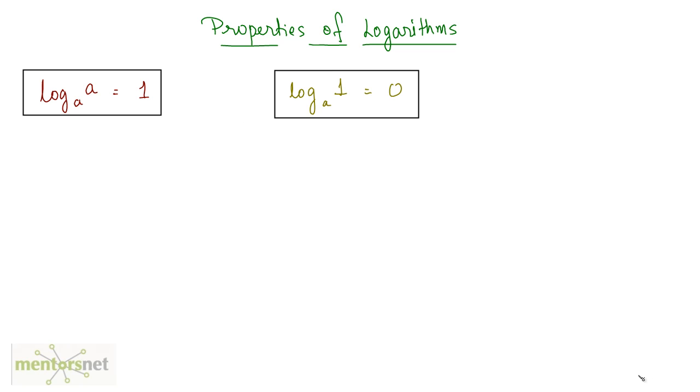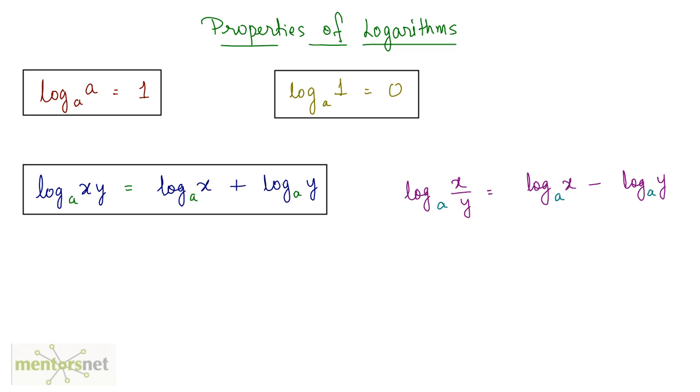Let us now look at some other properties. If you have to calculate the log of x times y, then it is going to give you the log of x plus the log of y. Base remains the same. Right? So the easier way to remember this is that whenever you have multiplication, you make it an addition, right? When you simplify it.